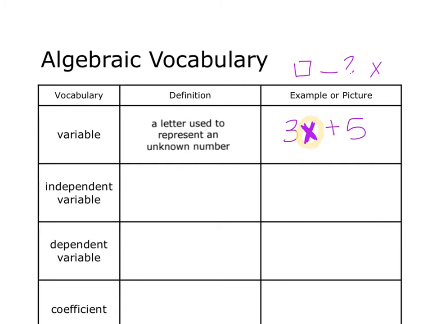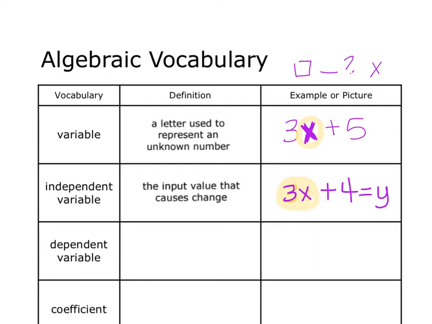We have an independent variable. A variable can be a different type, and this one is independent. You may be familiar with this from science, because an independent variable is the input value that causes change. So we know about this in terms of charts. What we put on the X side gets out with the Y, so we can write it and represent it like this. In this case, 3x is the input value. When we add 4 to it, we're going to get the output value. This is the independent. Whatever we have x of, we have 3 of it.